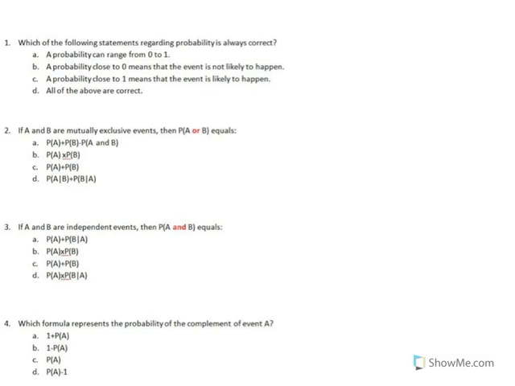Question number 1. Which of the following statements regarding probability is always correct? This is a multiple choice question and only one of the answers is correct. The question reads as always correct, always. Choice A: a probability can range from 0 to 1. We know that that is correct.